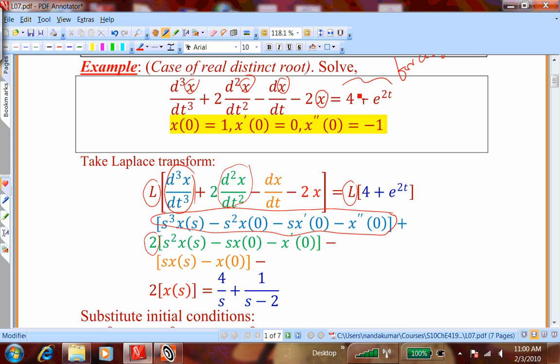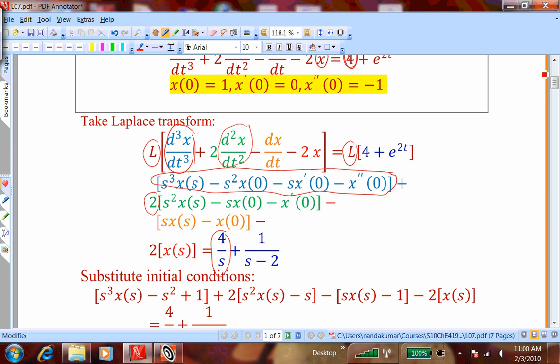Equals, on the right-hand side, you have 4, which is a constant. So it is as if it is 4 times 1. The Laplace transform of 1 is 1 over s. Okay. So this is the Laplace transform for the right-hand side, the first term. And the next one is the Laplace transform of e to the power 2t, which is 1 over s minus 2. Okay. So once we have done this, we have transformed the differential equation into an algebraic expression. Now we can separate the unknowns, because this entire thing is an algebraic expression. We can solve for x of s.